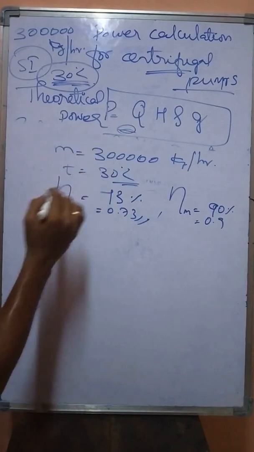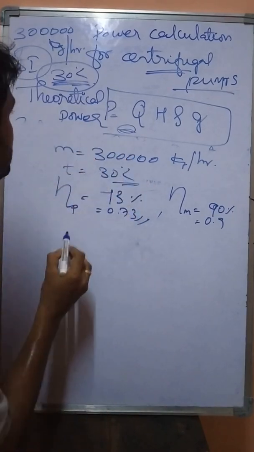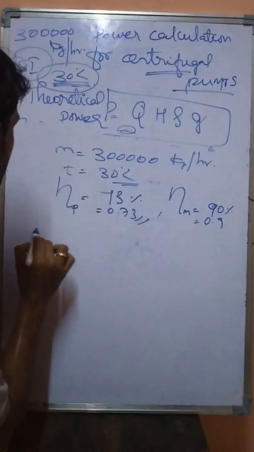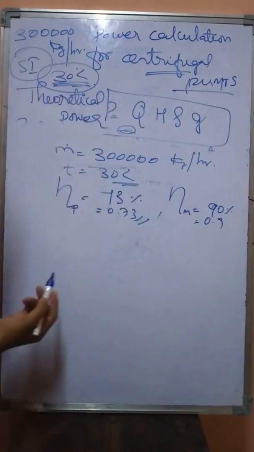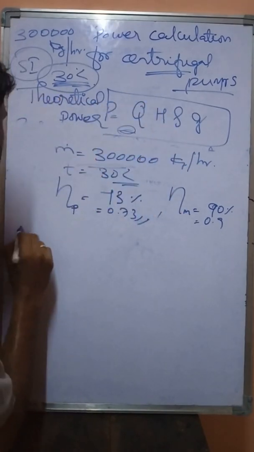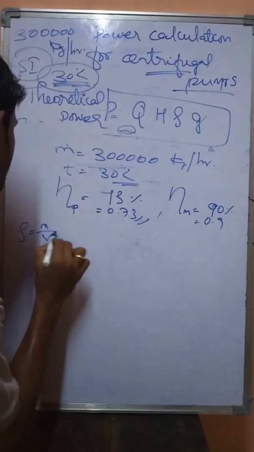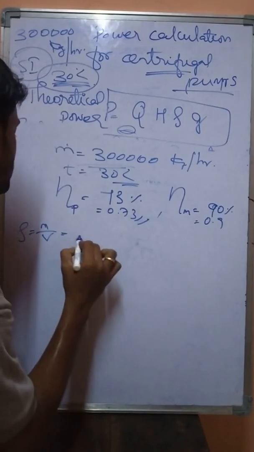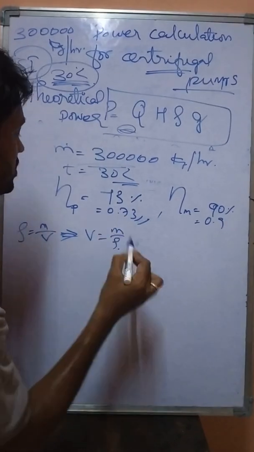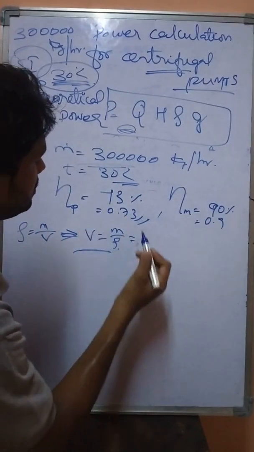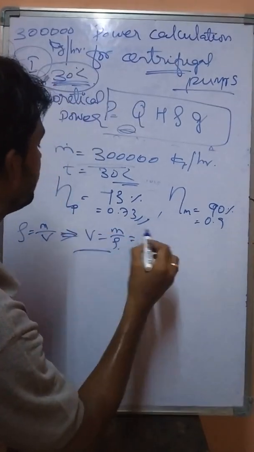Now we don't know the volumetric flow rate, we just know the mass flow rate only. This is mass flow rate, m dot. The density is equal to mass by volume. If you reverse the formula, volume is equal to mass by density. By using the same equation, we can find out the volumetric flow rate from the mass flow rate.